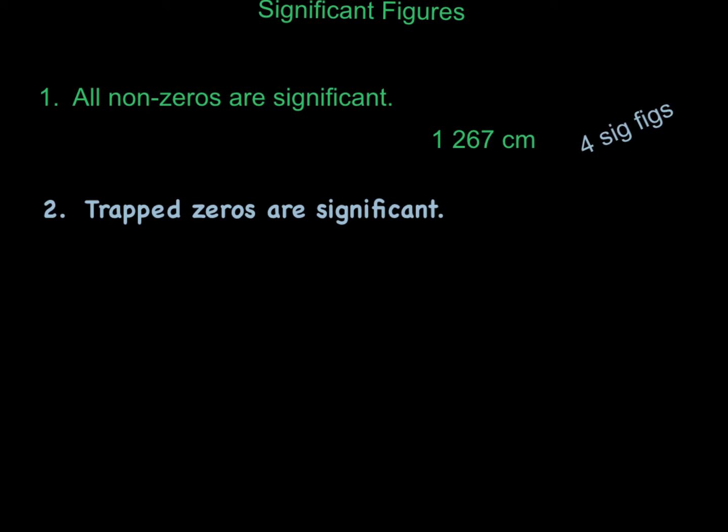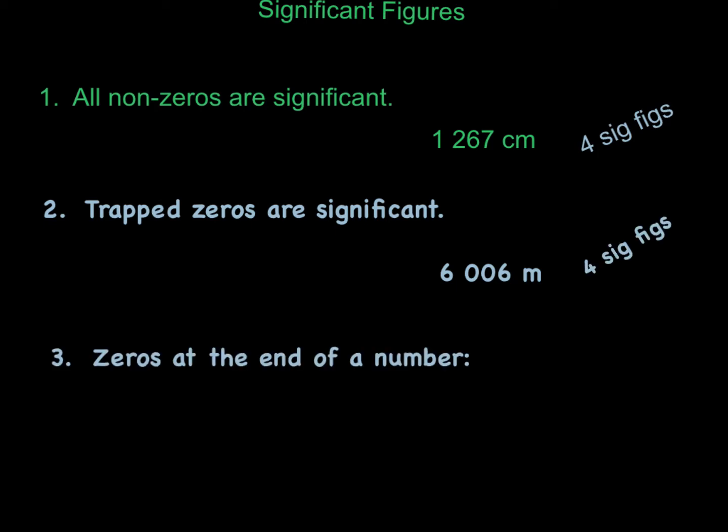Rule number 2, trapped zeros are significant. Trapped zeros are zeros that are in between two non-zeros. In the measurement 6,006 meters, there are 2 trapped zeros confined between 2 non-zeros, so we have a total of 4 sig figs.